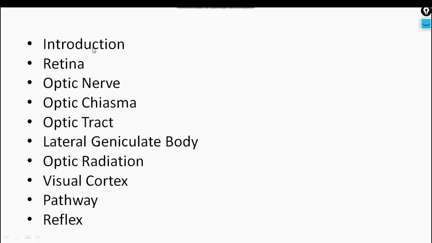We will see our introduction. We will see the retina, optic nerve, optic chiasma, optic tract, lateral geniculate body, optic radiation, visual cortex, pathway, and the reflex. So this pattern we see from top to bottom, the impulse travels in the same direction from top to bottom till the visual cortex.